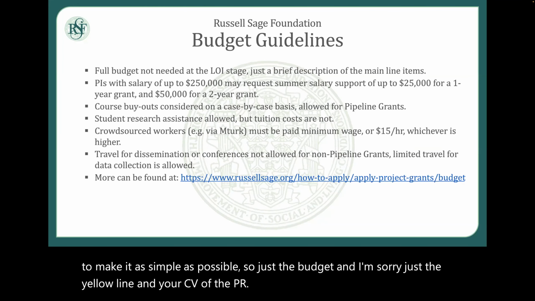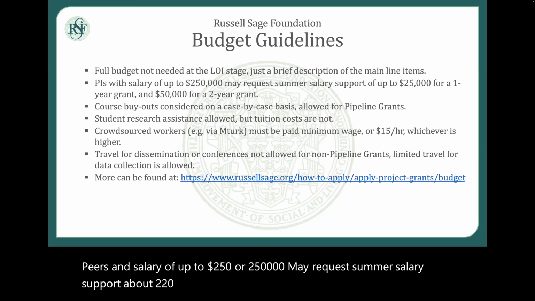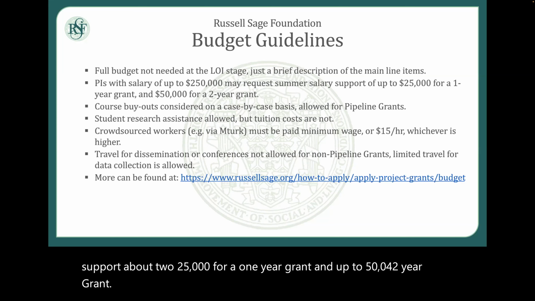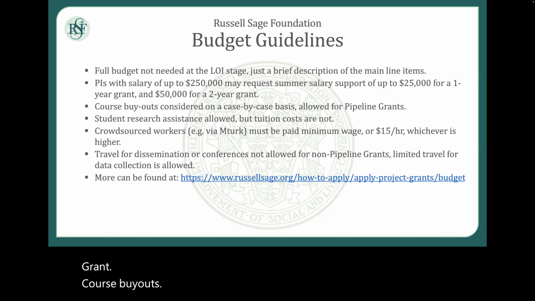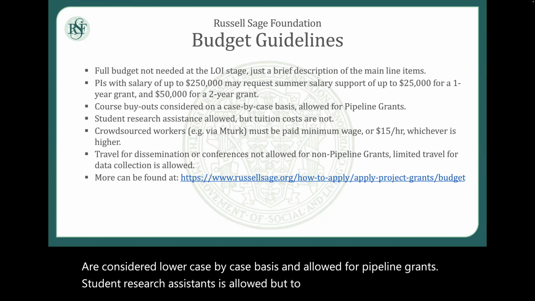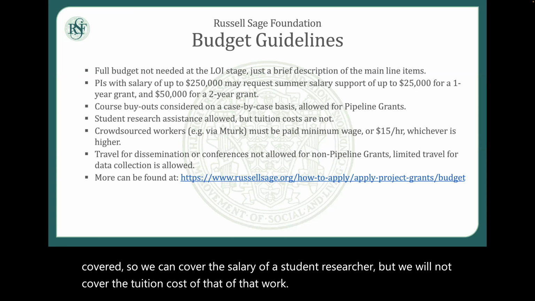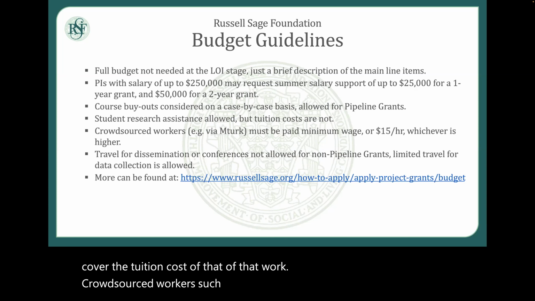PIs with salary of up to $250,000 may request summer salary support of up to $25,000 for a 1-year grant and up to $50,000 for a 2-year grant. Course buyouts are considered on a case-by-case basis and allowed for pipeline grants. Student research assistance is allowed, but tuition costs are not covered. So we can cover the salary of a student researcher, but we will not cover the tuition cost of that worker. Crowdsourced workers, such as through MTurk, may be paid minimum wage or $15 an hour, whichever is higher.